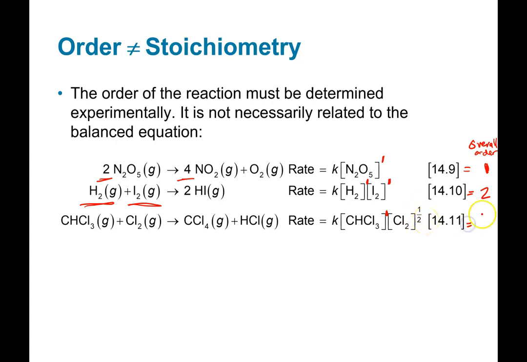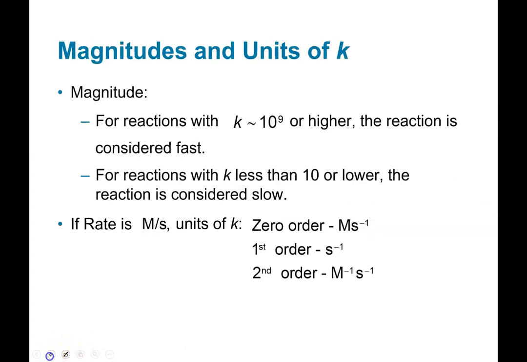So when we add them together, it's going to be 1.5. Okay, but again, looking at your rate law here and relating it back to your stoichiometric coefficients, notice the CHCl3 has a 1 in front of it as a stoichiometry, but the Cl2 does not have a coefficient of 1/2. So again, stoichiometry does not necessarily determine rate laws here. That's the first big takeaway in this section.